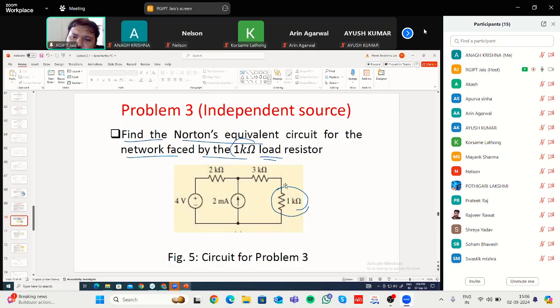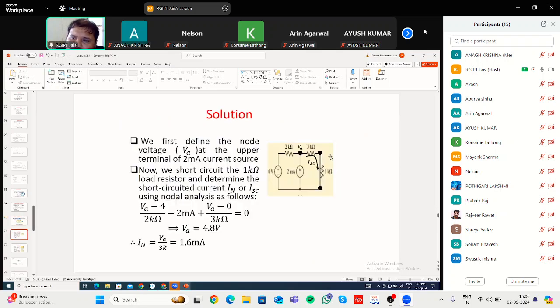Now the first step will be to replace this 1 kilo ohm resistance with a short circuit, this one. So you have replaced this 1 kilo ohm resistance with a short circuit. Now, once you have shorted, this is of no use, because the whole current will pass through the path which has zero resistance. So this black portion has zero resistance, you are simply shorting these two terminals. That means the whole current will be flowing through this path.